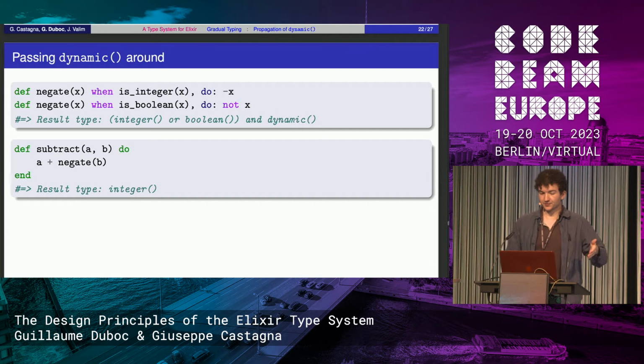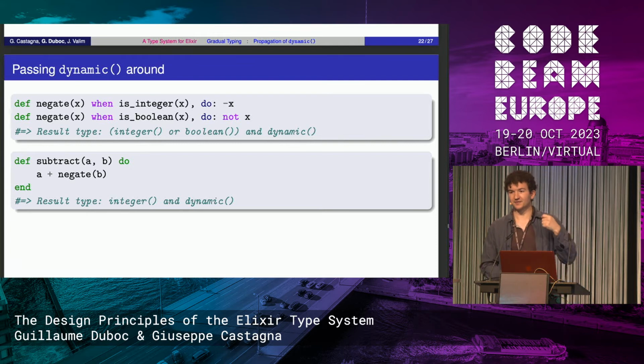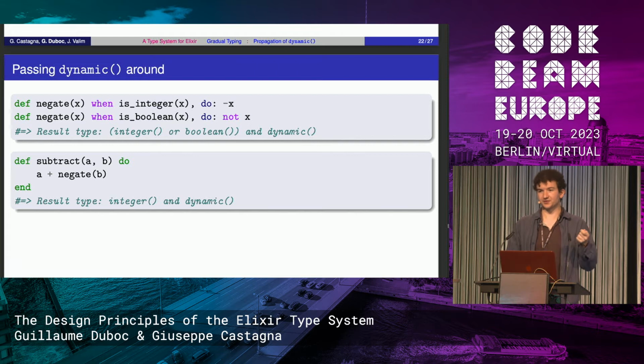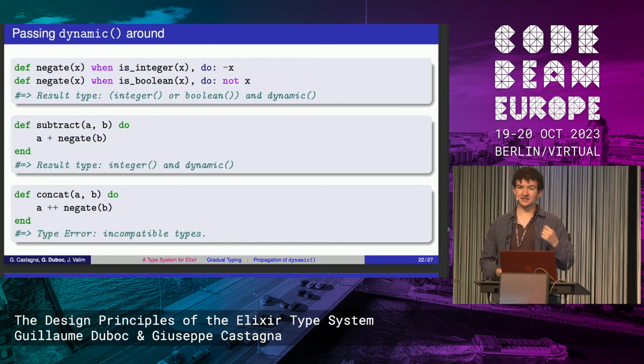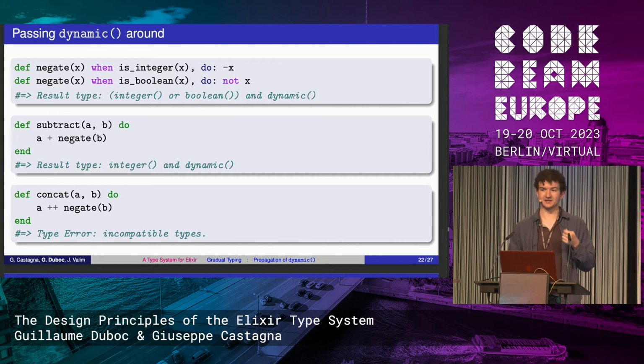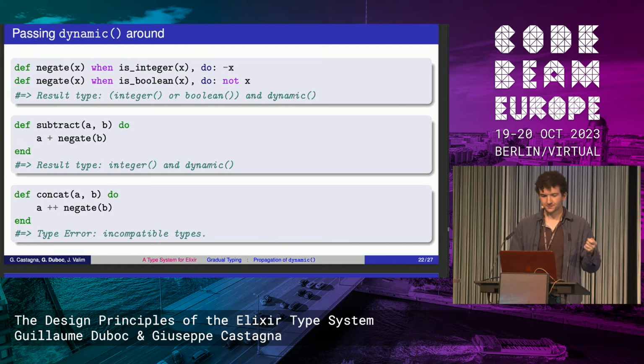So the type checking goes through, and this can be given type integer, or if you perhaps have singleton types for integer, it gives you integer or dynamic for more precision. And you still get benefit from this type of information that's passed around. Because if you try to do concatenation with negate, you get a type error, because those are incompatible types.